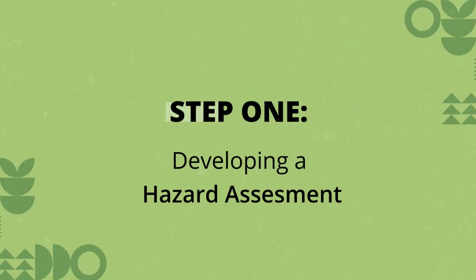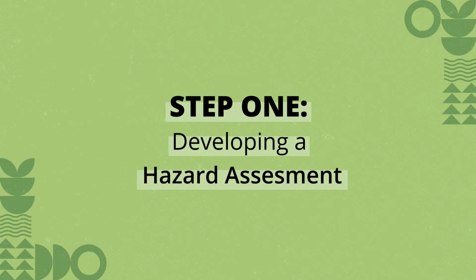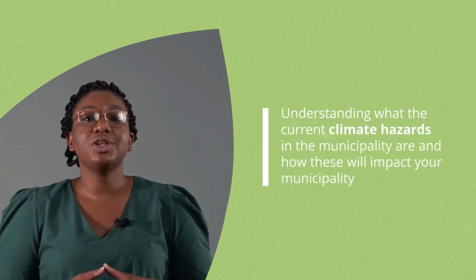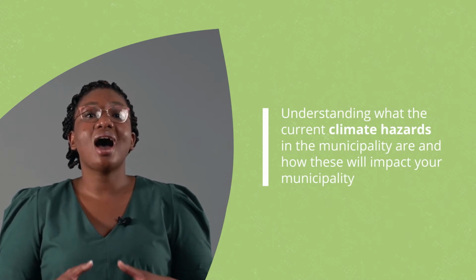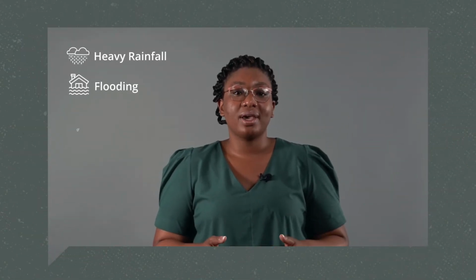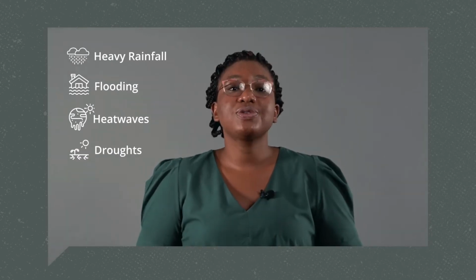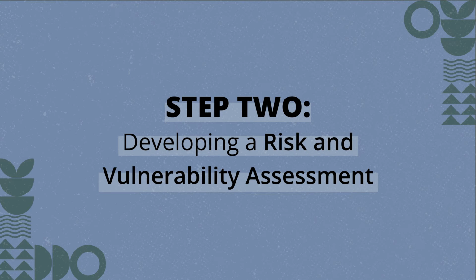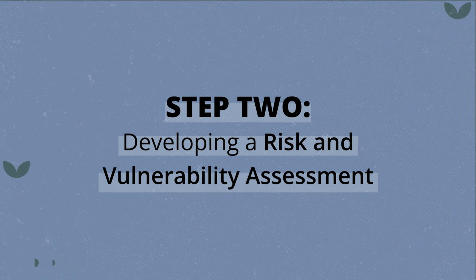Step 1, developing a hazard assessment. This step includes understanding what the current climate hazards in your municipality are and how these will impact your municipality. Examples of climate change hazards include heavy rainfall, flooding, heat waves, and droughts. What's useful about a hazard assessment is that it serves as a baseline to plan for how to respond to climate change.